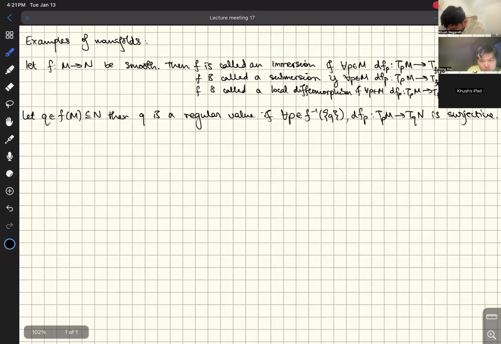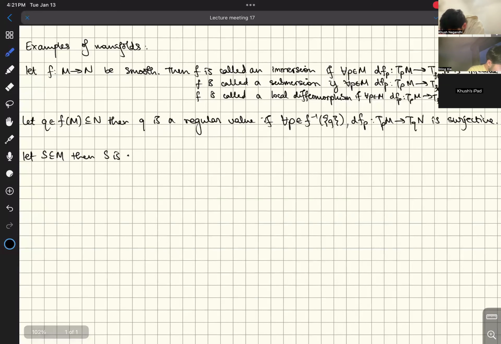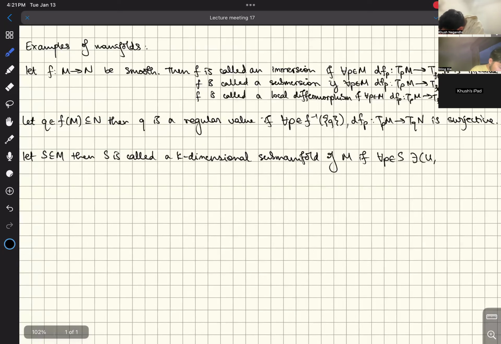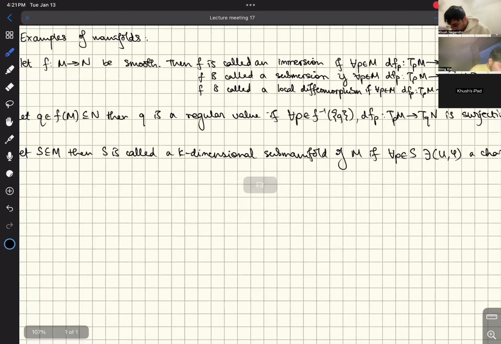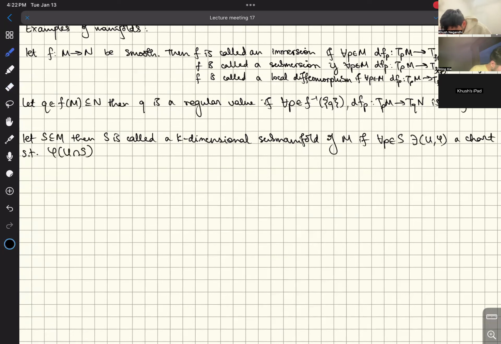Let S be a subset of M. Then S is called a k-dimensional submanifold of M if for all points P on S there is a chart U, phi, such that phi of U intersect S is equal to phi of U intersect R^k.